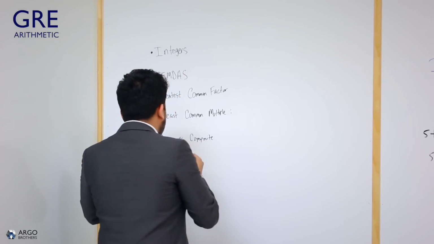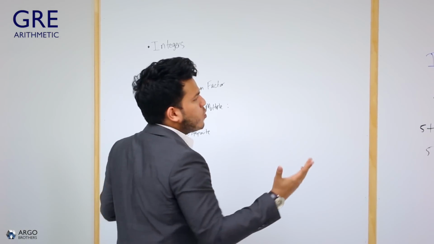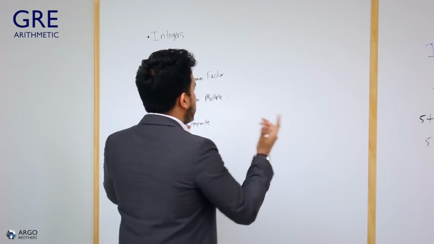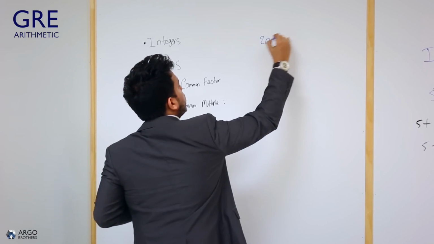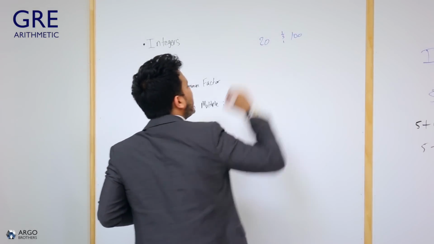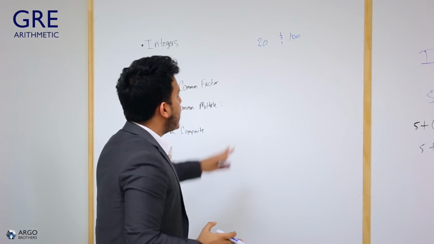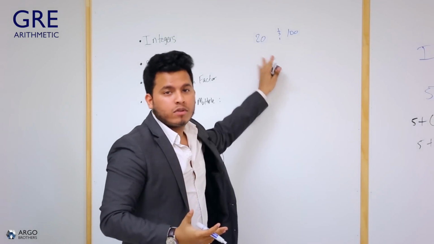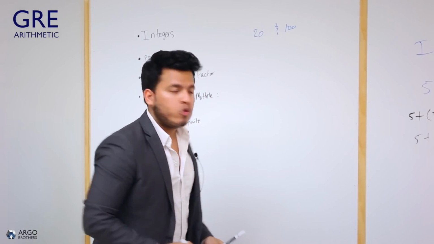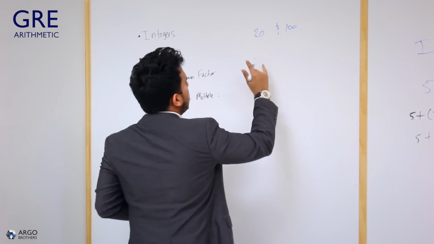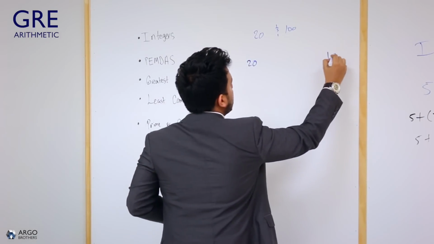So similarly, for the least common multiple, let's work with a number. Let's work with 20 and 100. So find the LCM of 20 and 100. Same thing. If we're working with complex numbers, once again, make sure to do the prime factorization. So find the prime factorization of 20 and then 100.